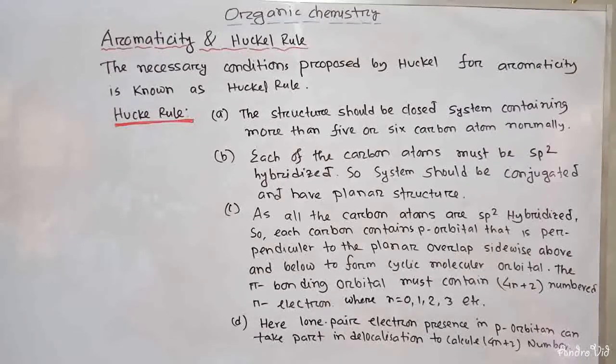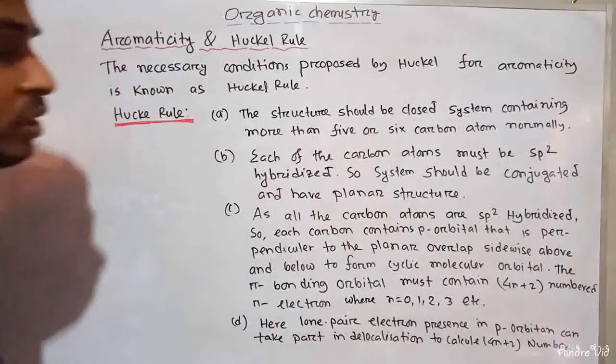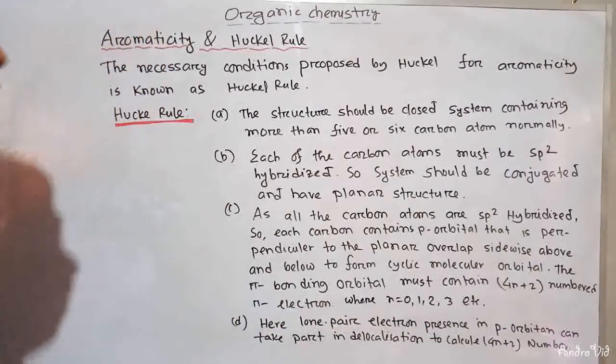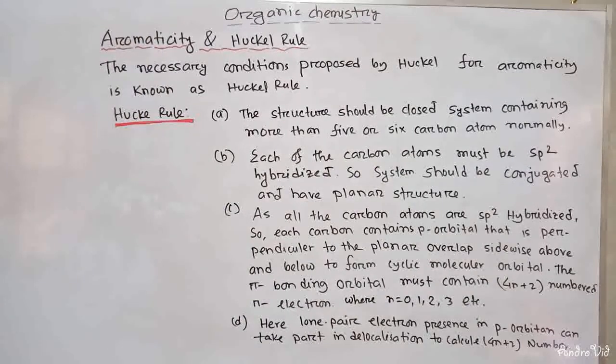It cannot be a fraction. If you put the value of n equal to 0, then you will get 2. So 2 is a Huckel number. If you put the value of 1 here, then you will get the value of 4n+2 equal to 6. This is also a Huckel number. If you put the value of 3, then you will get the Huckel number 14. So 2, 6, 10, 14, these are the Huckel numbers. So if this number of pi electrons is present in any system, then you can say this is an aromatic system.